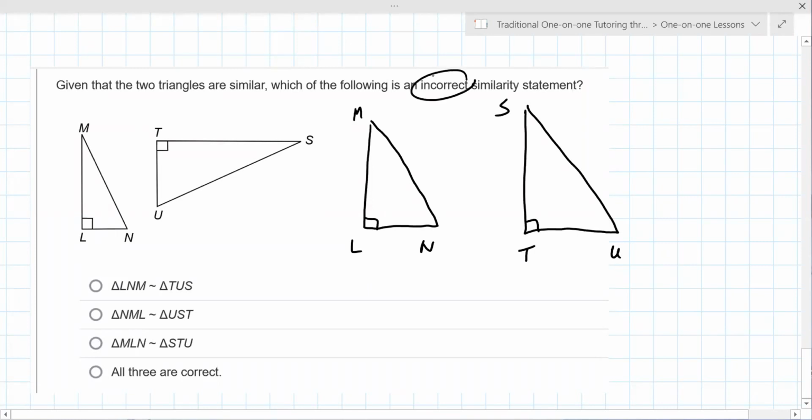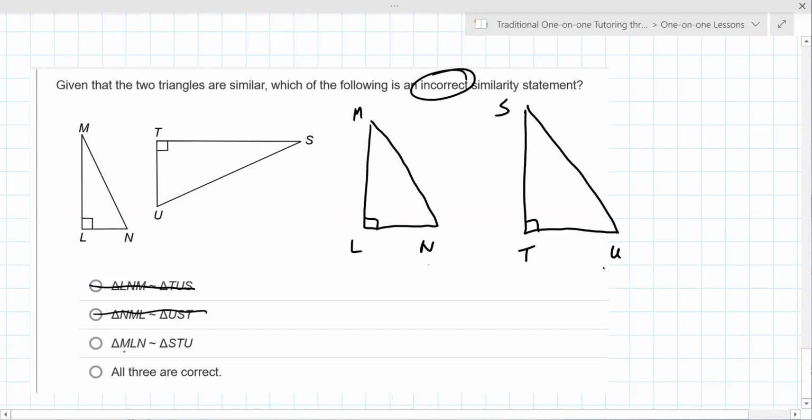So again, we're looking for the one that's incorrect. Okay, so let's look at the first one. L has to go with T. Does L go with T? Yes. N has to go with U, and M has to go with S. So that one's out. Here, N goes with U. Is that right? Yes. Does M go with S? Yes. Okay, so that one's out.